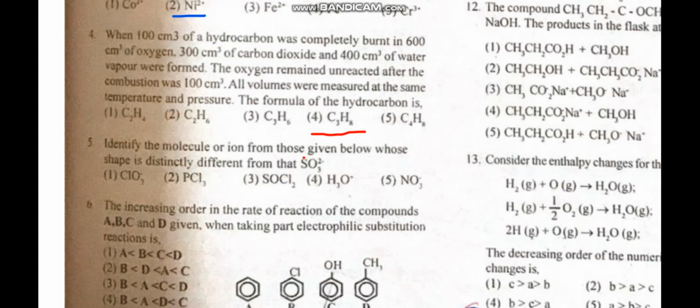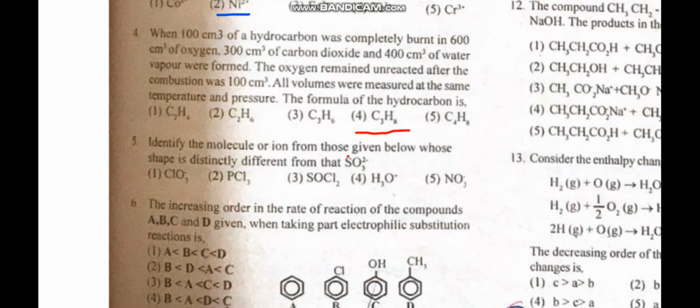Alright. Now fifth one. Identify the molecular ion from those given below whose shape is distinctly different from SO3 2-. So before that, we should know the shape of the SO3 2-, right? So we'll draw SO3 2-, one O, another oxygen and another oxygen. Sulfur can have 6. So here minus, here minus. So the central atom is sulfur and you can see the shape is trigonal pyramidal.